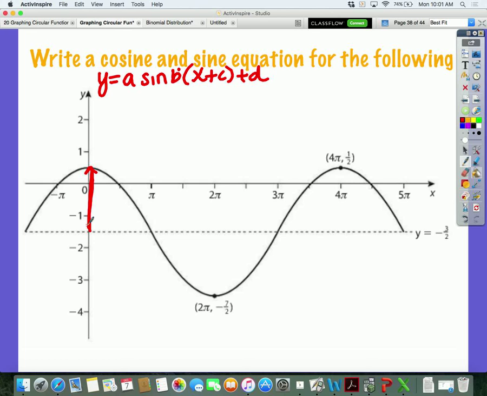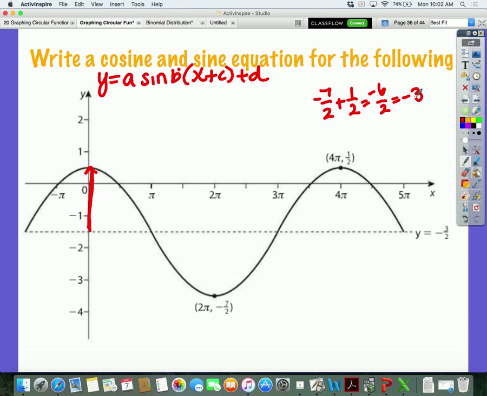Another way you can do it is look at the y value of your min and the y value of your max. Not the difference, not the sum. What's negative 7/2 plus 1/2? Okay. Our amplitude is positive 3. Amplitude is always the absolute value.